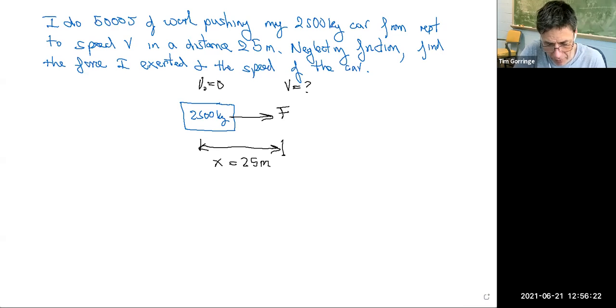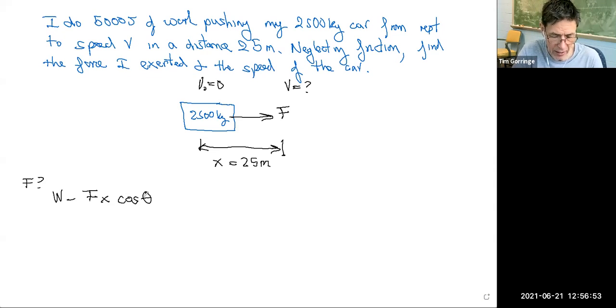So now let me go about answering the two questions. First one is, what is the force? I'm really just going to worry about the size of the force. You know, if I push the car to the right, the force is to the right. The question really is how big or small a force I'm exerting towards the right. And to solve this part of the problem, I'm just going to use that relationship between work done and force.